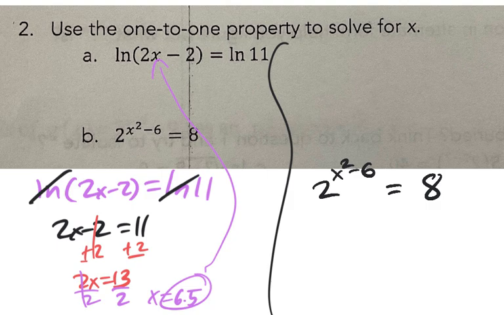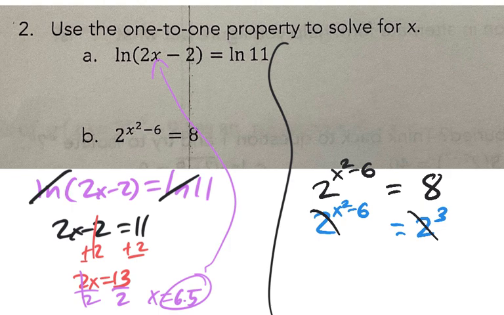That's what I would do. I would try to rewrite them both with the same base. So I can rewrite 8 as 2 to the third, 2 to the x squared minus 6. And so what can I do now that they both have a base of 2?